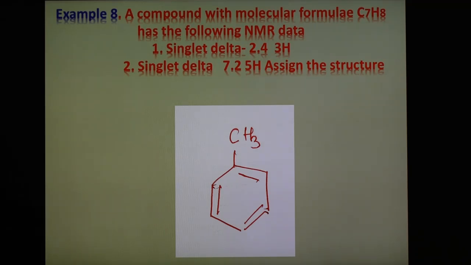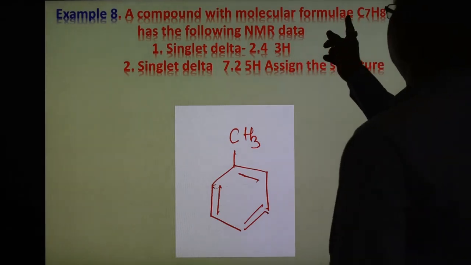And number 8, the compound with molecular formula C7H8, has the following NMR data given. Number 1, a singlet at delta 2.4 for 3H, and number 2, a singlet again at delta 7.2 for 5H. The problem is to assign the structure to this compound. So data is given and we have to assign the structure.